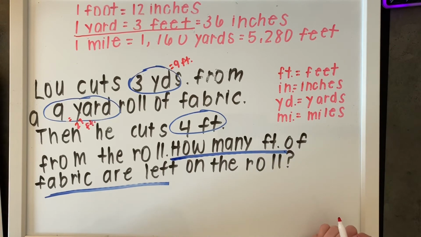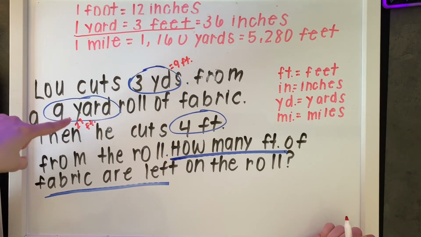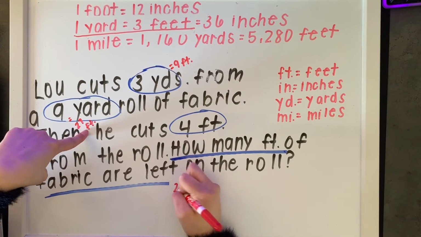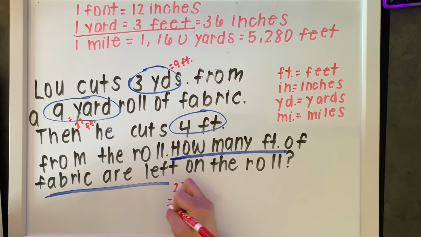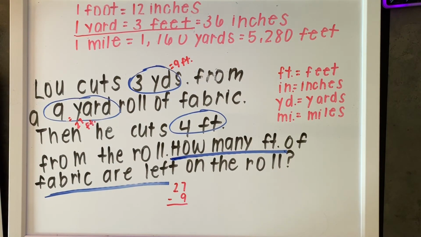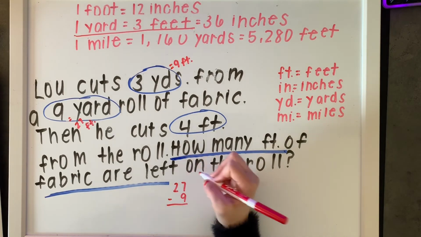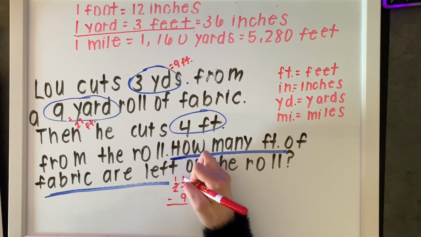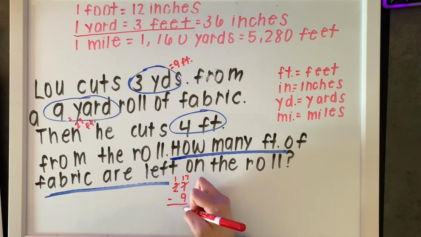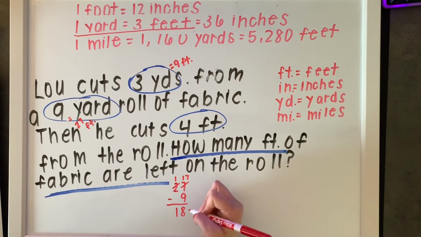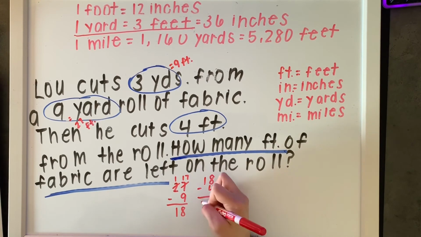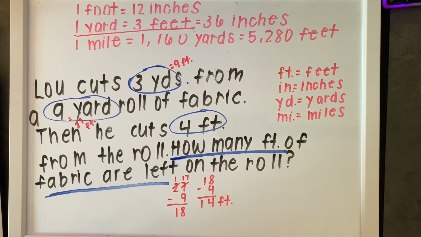How many feet of fabric are left on the roll? Okay, let's think this through. He starts out with 9 yards, which is 27 feet. He's cutting off 9 feet of it. 27 minus 9, take your time to think about that. We're going to need to regroup. Okay, he has 18 feet now. Then he cuts 4 more feet off. How many feet of fabric are left on the roll? 14 feet of fabric are left on the roll, so that is exactly how you would solve that.